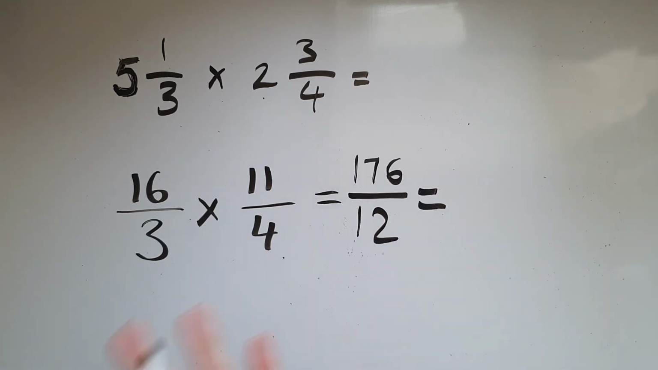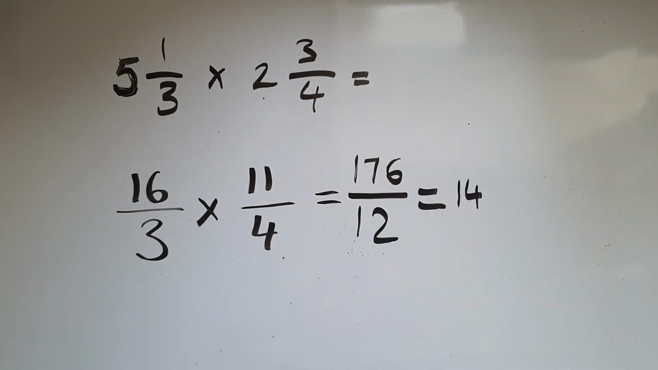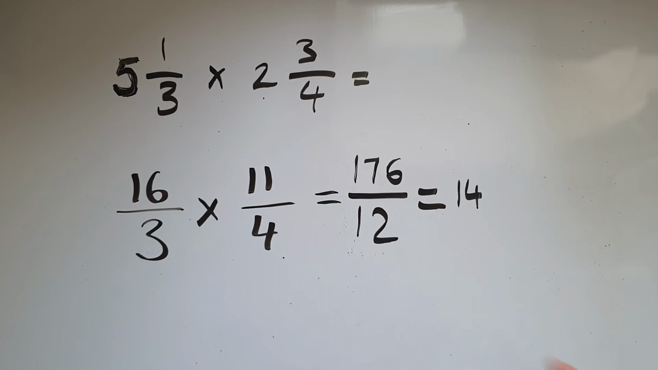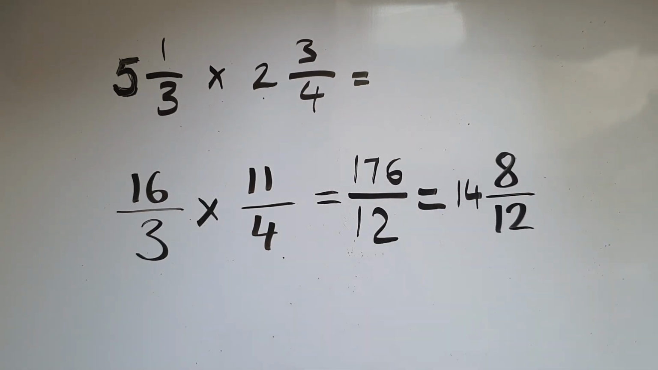Now converting this into a mixed number, how many 12s fit into 176? That would be 14 of them, because 12 times 14 is equal to 168. So now 176, take away 168, that is going to leave us with 8 12ths, which we can simplify further if we want.